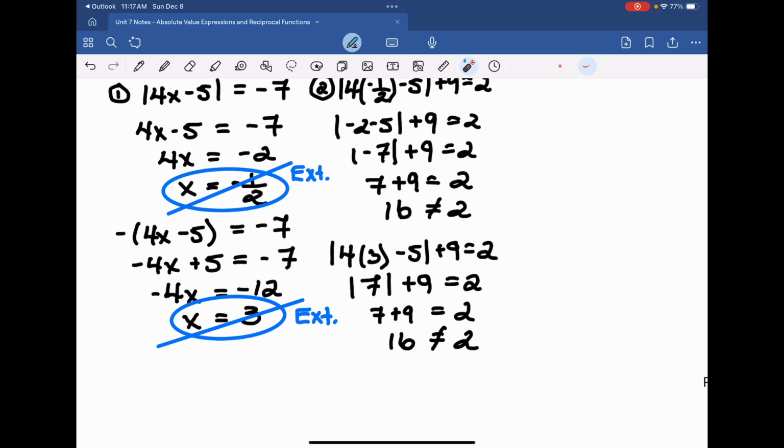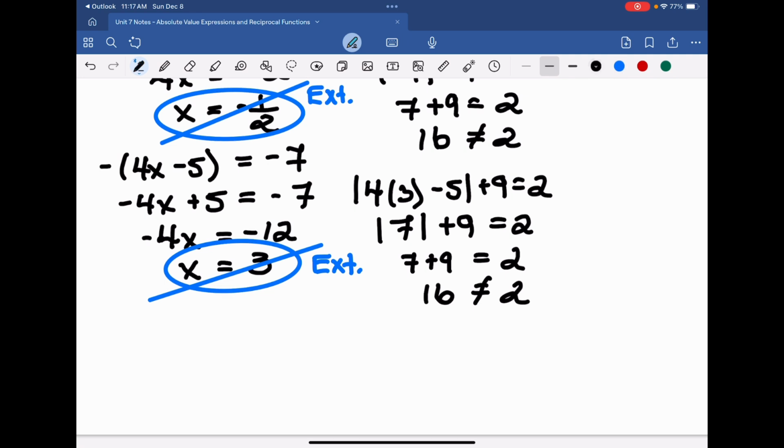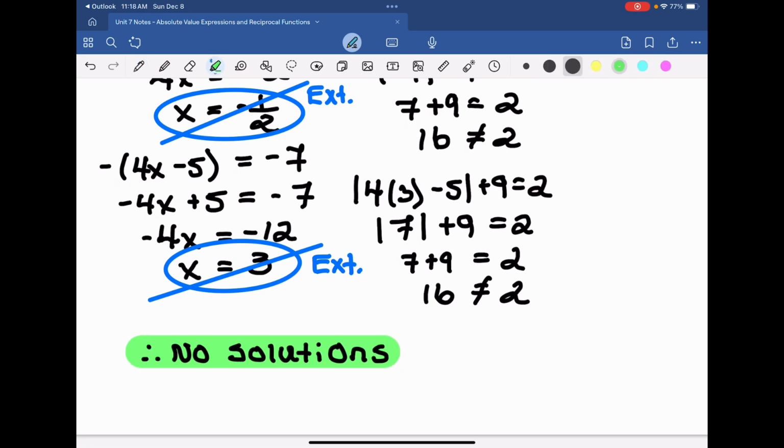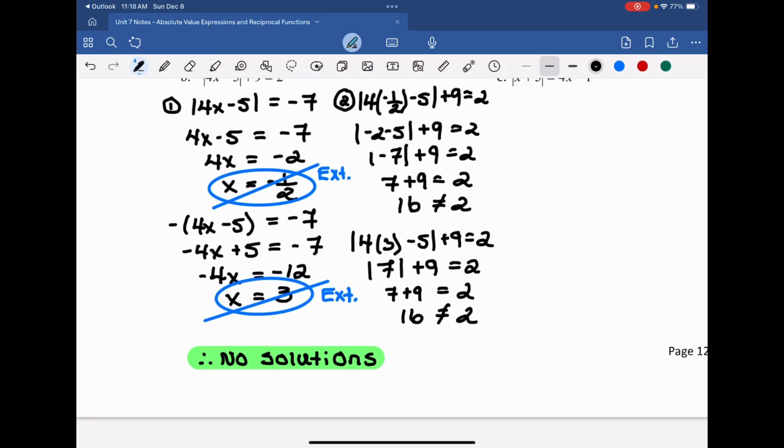So what does this mean? We're actually going to see very shortly what this means, but there's no solutions. You could theoretically write that right below here. Just say that there is no solutions. And that would be totally fine. Because if you can't find an x value that works, then automatically it's just no solutions. And again, graphically, we're going to see what this means in a second.